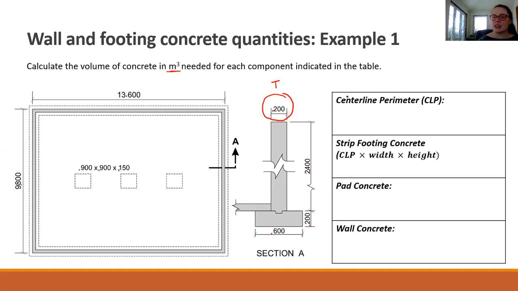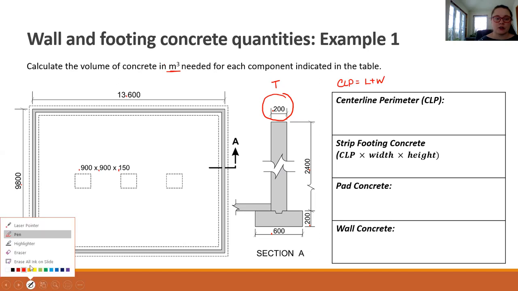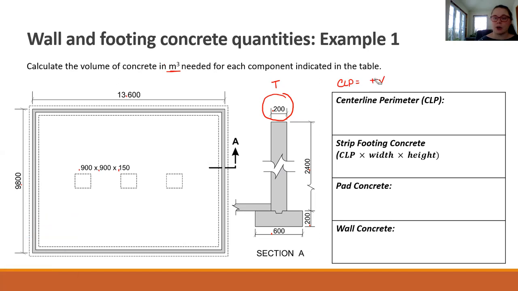First thing, let's calculate the centerline perimeter. So think about back to the formula from last day. Centerline perimeter is the same as the perimeter for a rectangle. So our centerline perimeter is going to be length plus width. Let me put the 2 in front of it, because if I put it behind, it's not going to look quite the same. 2 times length plus width.